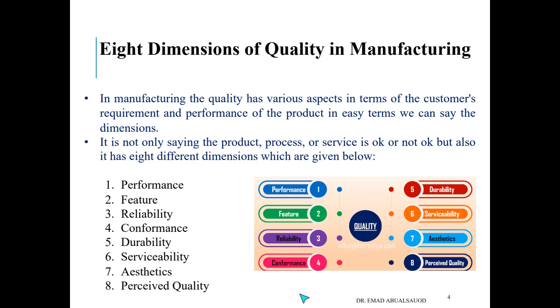The main dimensions, or the 8 dimensions, for quality in manufacturing systems are performance, features, reliability, conformance, durability, serviceability, aesthetics, and perceived quality. We will go briefly over each one of them.